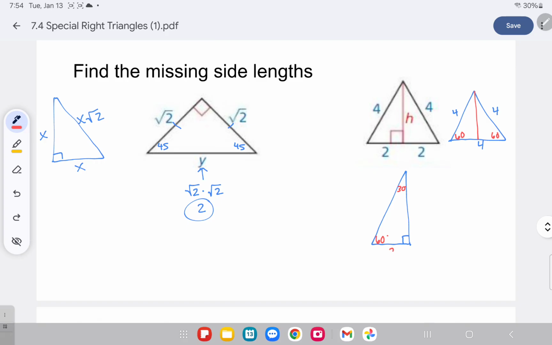We know that the short side is 2 and the hypotenuse is 4, which makes sense because we know that the short side times 2 is the hypotenuse if it's a 30, 60, 90 right triangle. And so to get that long side, which in this case is the height of the triangle, we take the short side times root 3, and that's 2 root 3.